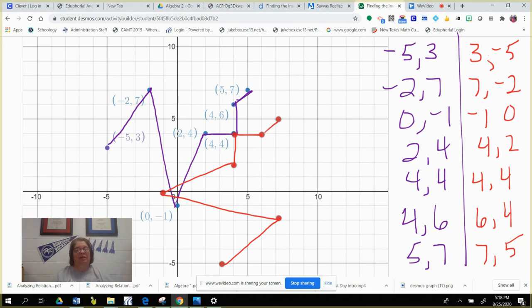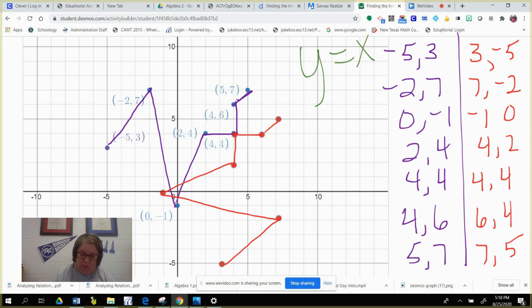Okay, so the purple is the original and the red is the inverse. How did we make that inverse? We made that inverse by switching the x and the y. A few minutes ago, we said that every function and its inverse are reflected across the line y equals x. The line y equals x, think about that for a minute. What are we saying? Y equals x. That means whatever x is, y is the same thing, right?